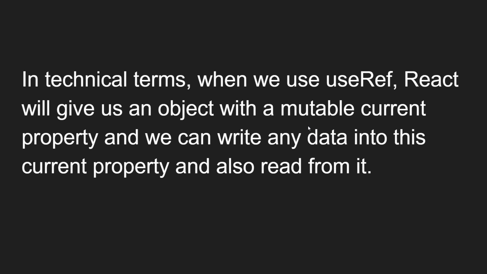In technical terms, when we use a ref, React will give us an object with a mutable current property. So when you create a variable with useRef, useRef will return an object. In that object, you will have a current property. Using that current property, we can write any data, and also we can read from it.